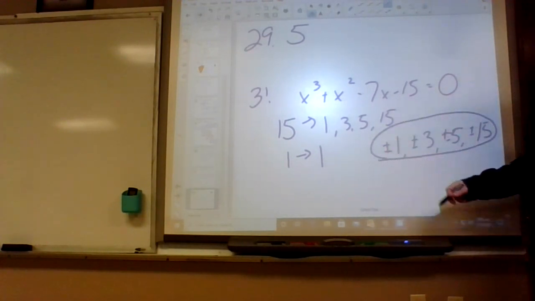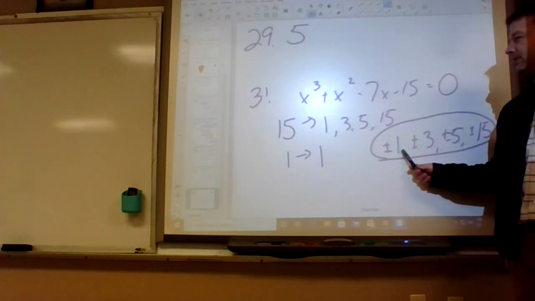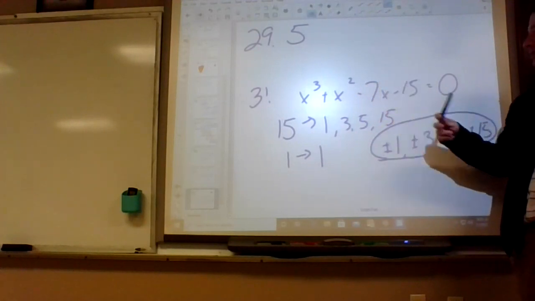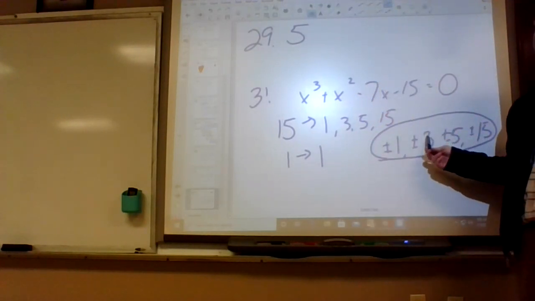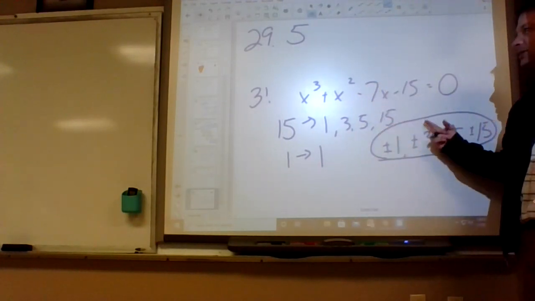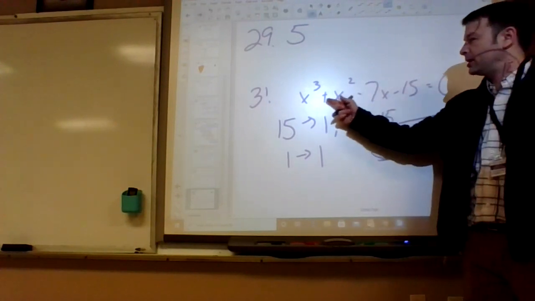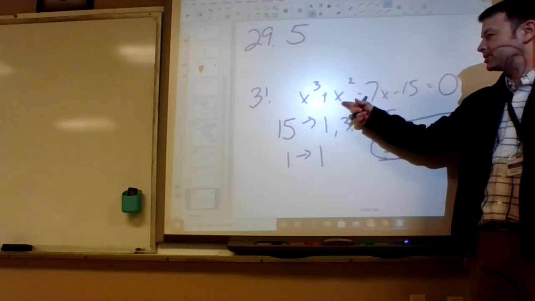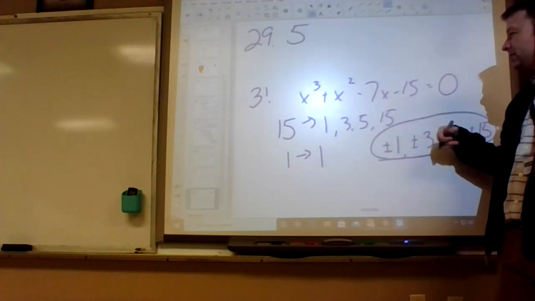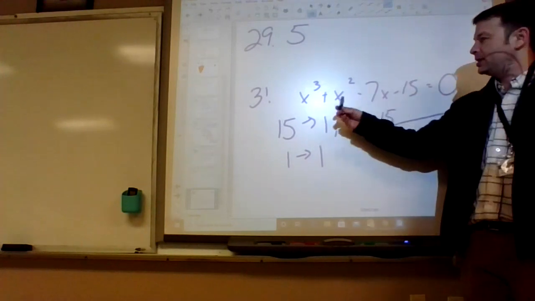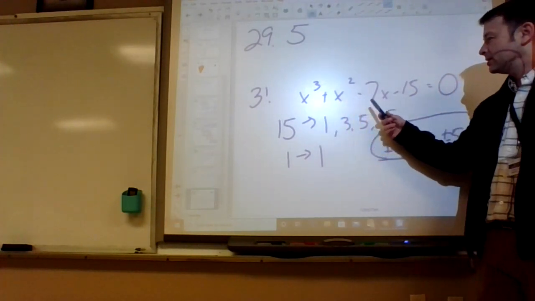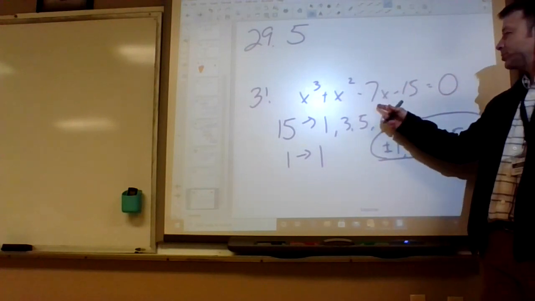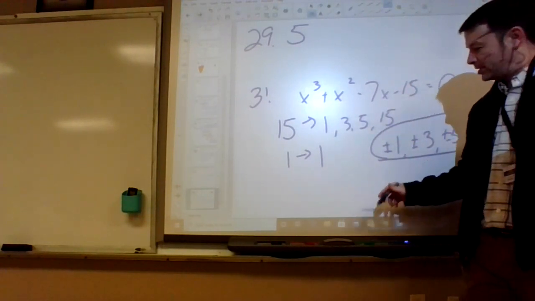Now plug it in. We do have to plug it in and see what works. So let's start with easy. Wait, that's 31. Sorry, we gotta actually see what works. We actually have to solve this one. If I plug in 1, I get 1 plus 1 minus 7 minus 15, which is not 0. If I plug in negative 1, I get negative 1 plus 1 plus 7 minus 15. That's not 0. If I plug in 3, I get 27 plus 9, which is 36 minus 21 is 15 minus 15 is 0. Yay, 3 works.